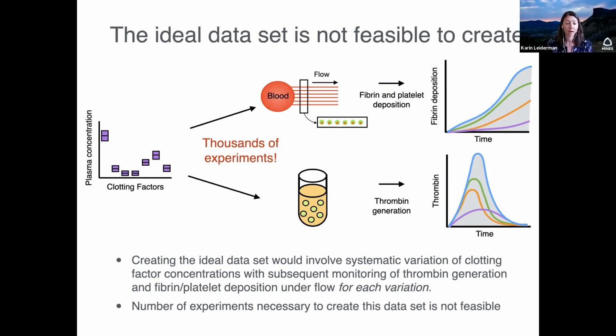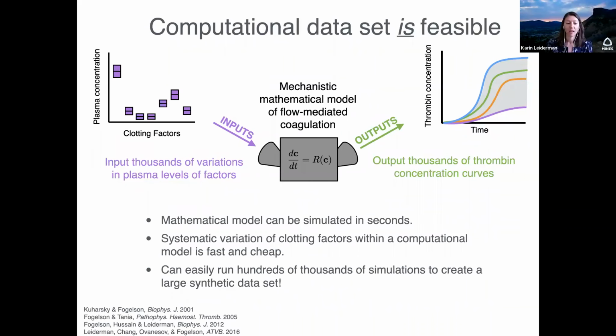So a small number of experiments are certainly doable, but the number of experiments that would be necessary to create such a data set is just not feasible, right? So we came up with another idea of how we could generate a large data set that we could study. How about using a mathematical model to create a large synthetic data set?